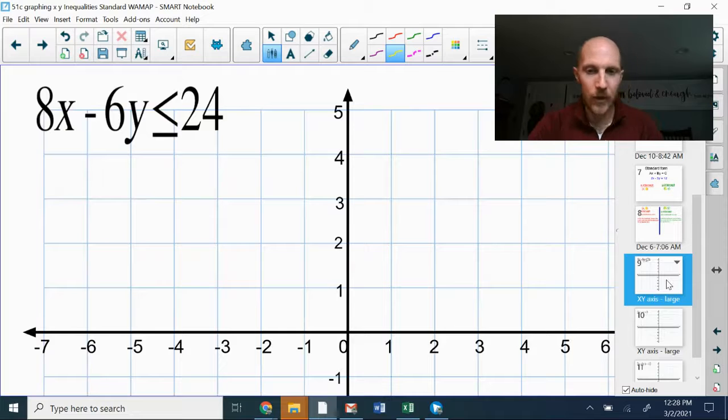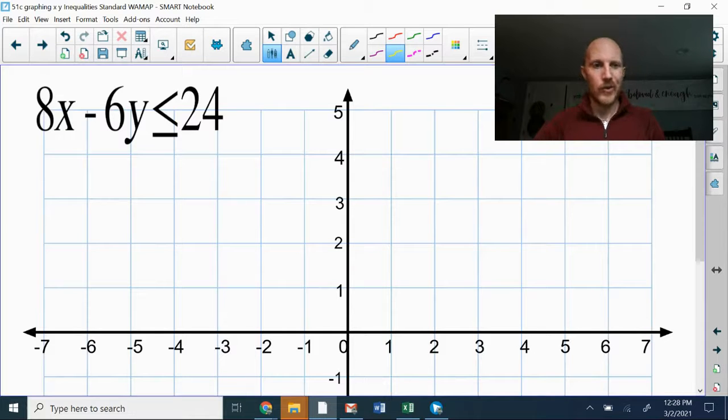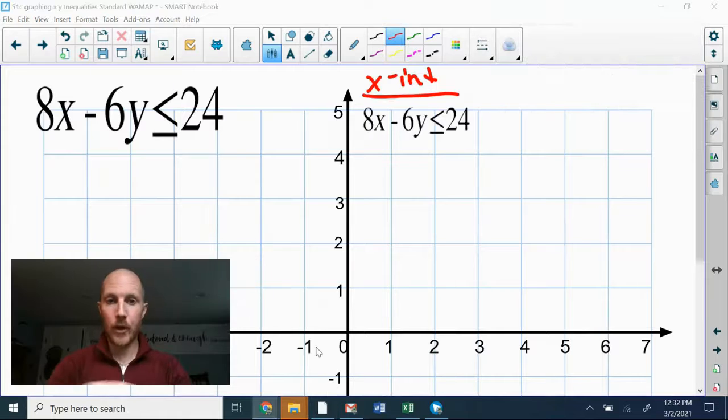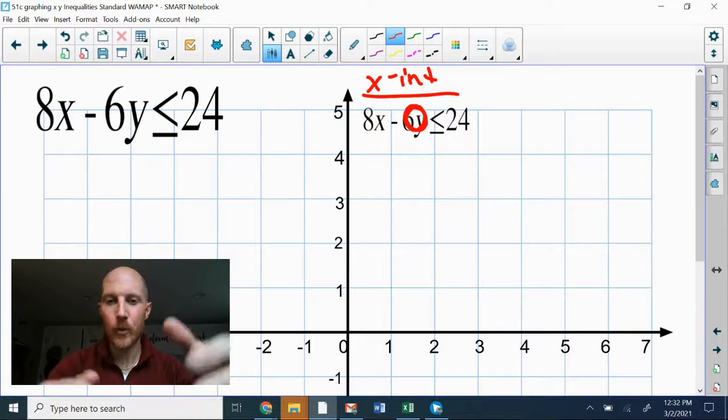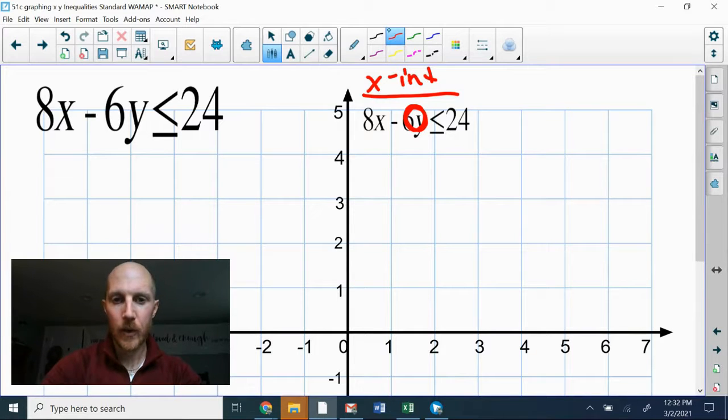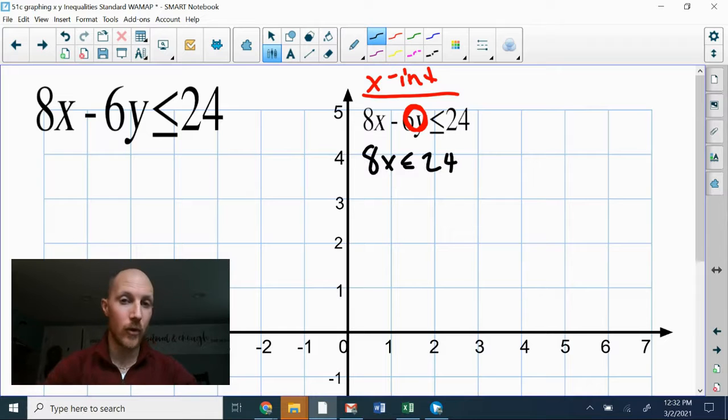So let's do an example. 8x minus 6y is less than or equal to 24. I'm going to pull that equation over here to the side, and to find the x-intercept, I'm going to change the y into a 0. When I multiply the -6 times y, I get 0, so that whole term just drops out. So 8x is less than or equal to 24. That is the same thing that some of you just did in the do now. Divide both sides by 8 to find that x is less than or equal to 3. So there's our x-intercept.